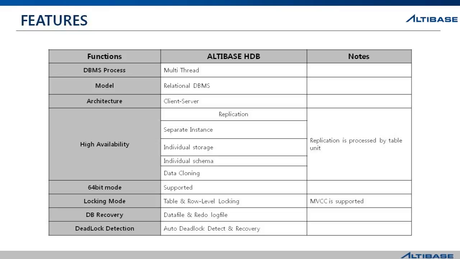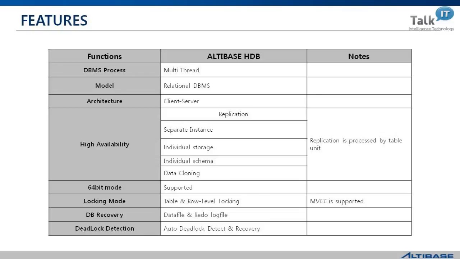It is a relational DBMS. Also, it is client and server architecture. Altibase HTTP provides 3 different connection types. They are TCP/IP, Unix Domain Socket, and IPC, the inter-process communication. In Altibase HTTP, the connection type is TCP/IP by default.